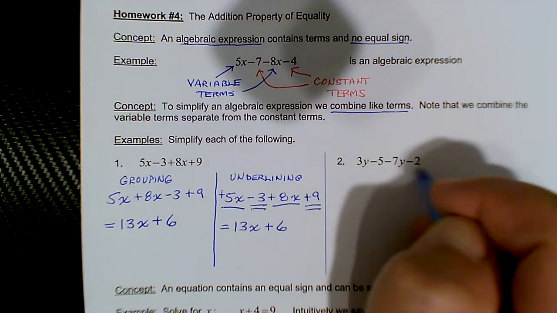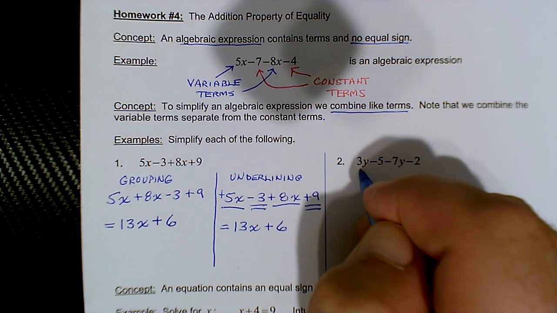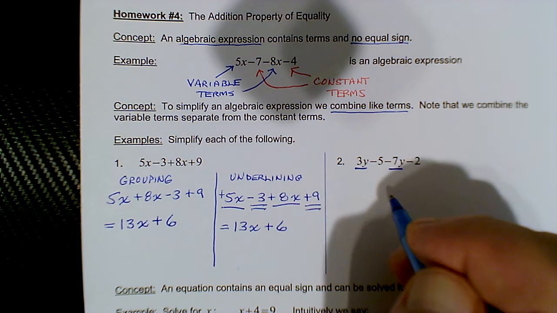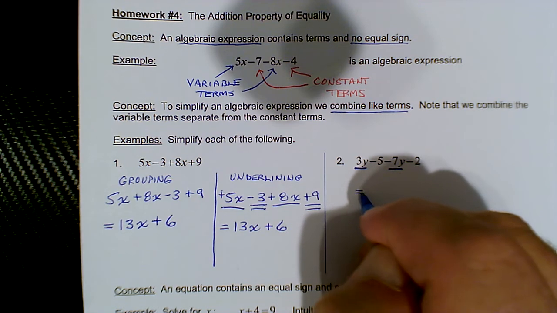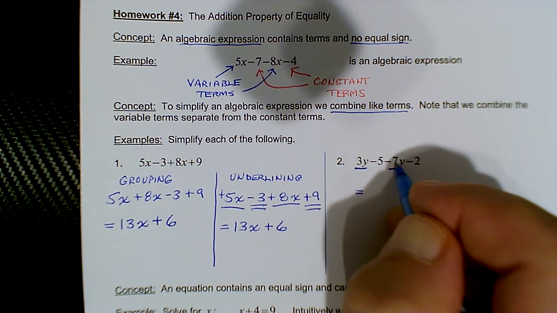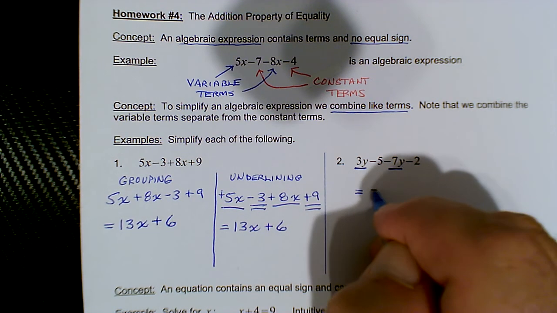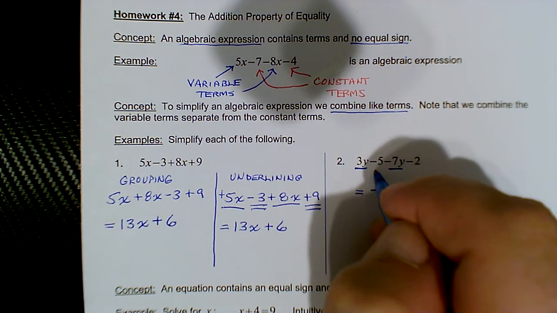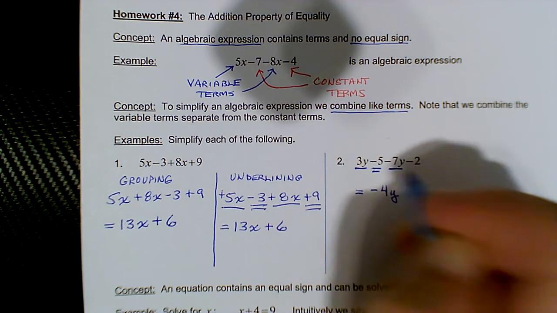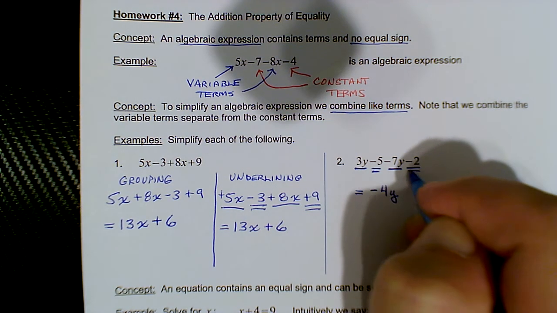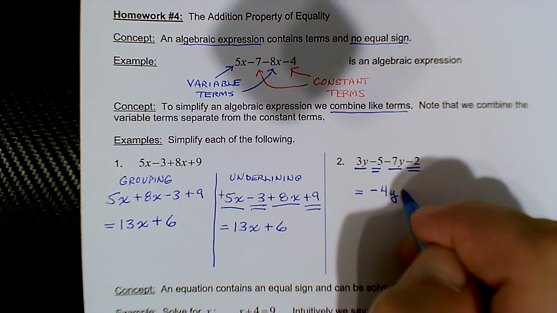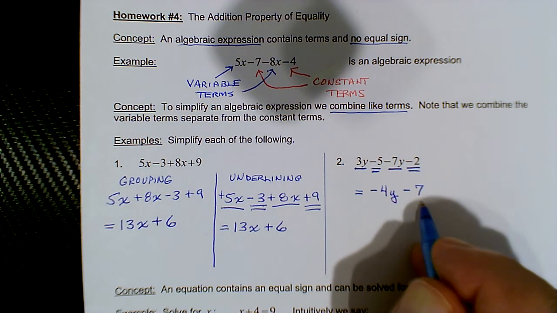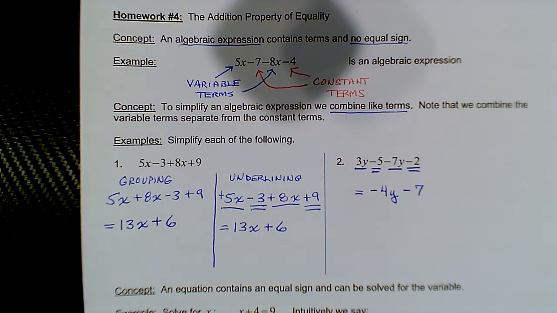So looking at this algebraic expression, I'm underlining the variable terms once, and combining 3 and negative 7, we get a negative 4, and you keep that common variable y, and then we'll combine the negative 5 and the negative 2, and we get a negative 7. So we write minus 7. And again, you cannot combine the variables with the constants.